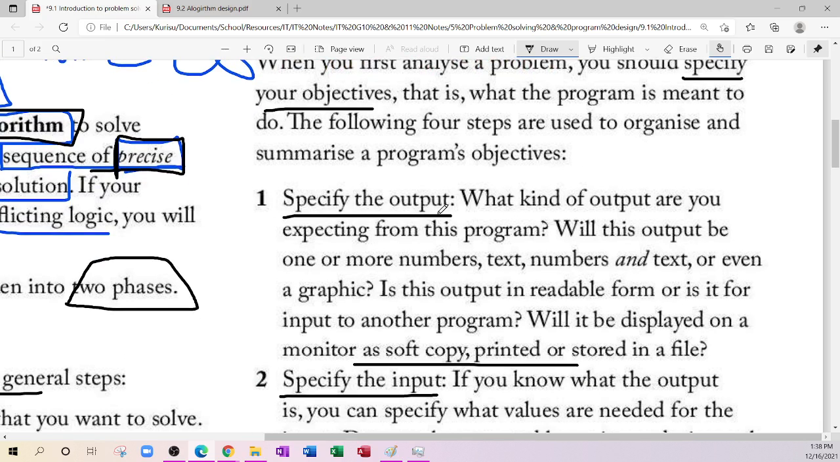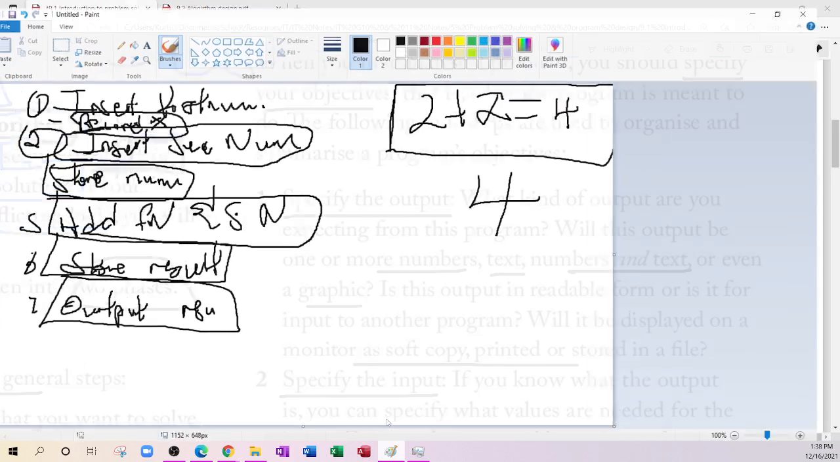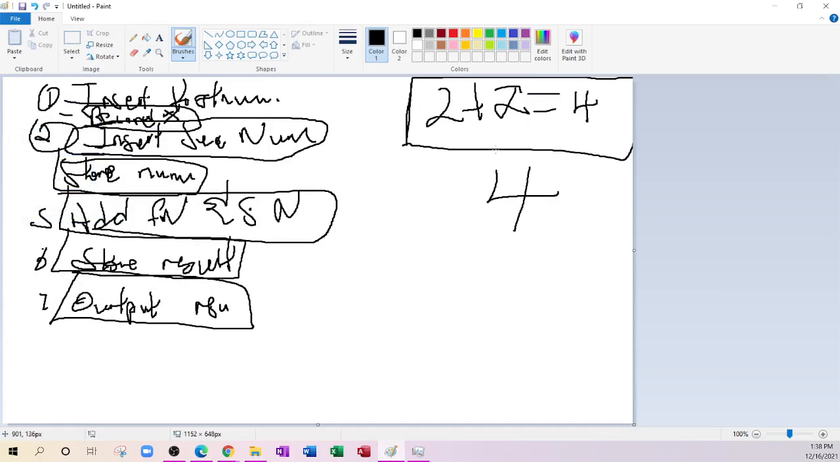1. Specify what is the output. When you want to create this program, what do you want the output to be? Do you want the output to be numbers? Text, numbers and text? Or a graphic? An image? A video? For example, our calculation here, what do I want my output to be? I want my output to be a number. So just a number will be sufficient.